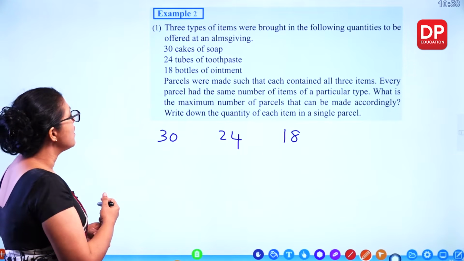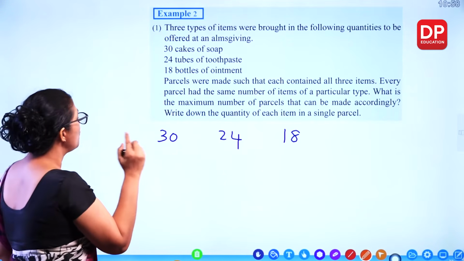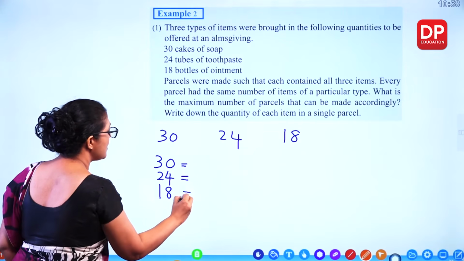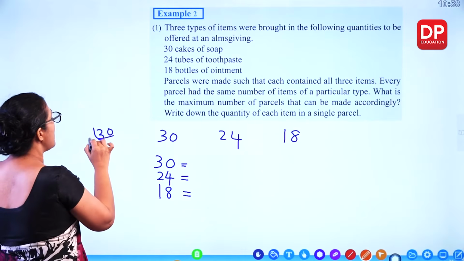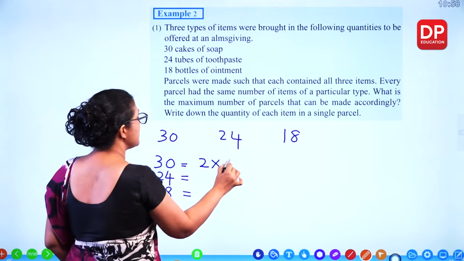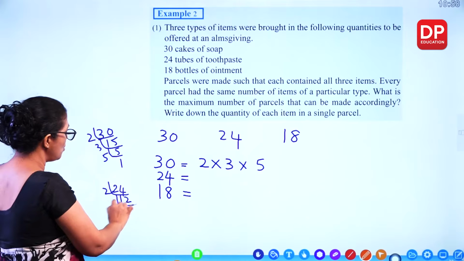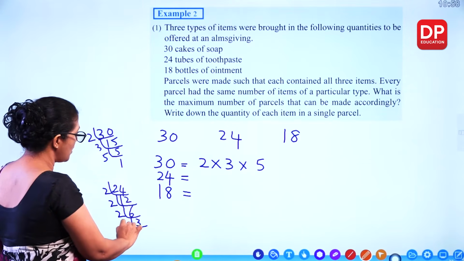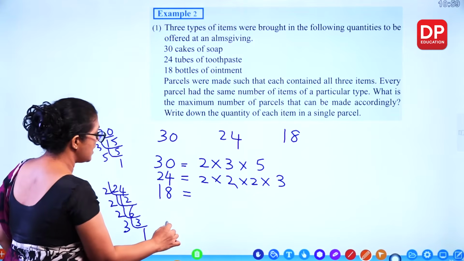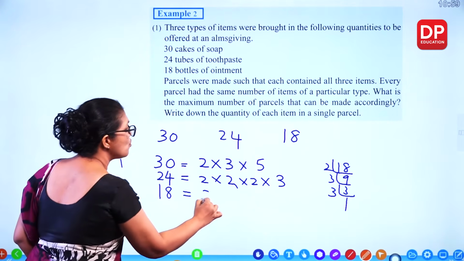So what do you have to find out? The highest common factor of 30, 24 and 18. So what's the easiest way to do it? We can write down separately and see the common ones. 30, how can you write? You can divide by 2, divide by 3 and 5. 2 times 3 times 5. 24. You can divide by 2 and divide by 2 again, 2 again and 3. So 2 times 2 times 2 times 3. Then 18, how can you divide? Divide by 2 and 3. 2 times 3 times 3.